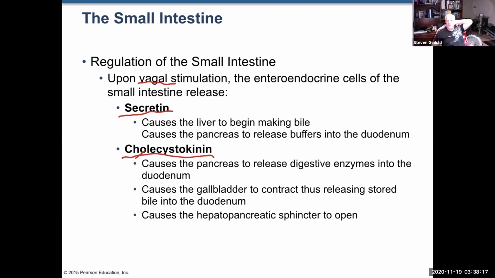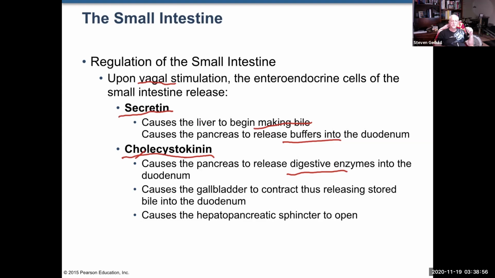So it stimulates the enteroendocrine cells of your small intestine and they produce secretin and cholecystokinin. Secretin causes the liver to start making bile so it can break down fats that you have ingested, and it causes the pancreas to release its buffers into the duodenum. So secretin causes those two things to occur: the liver makes bile, and the pancreas releases buffers into the duodenum. The cholecystokinin causes the pancreas to release its digestive enzymes into the duodenum. Remember that the pancreas makes two things, buffers and digestive enzymes.